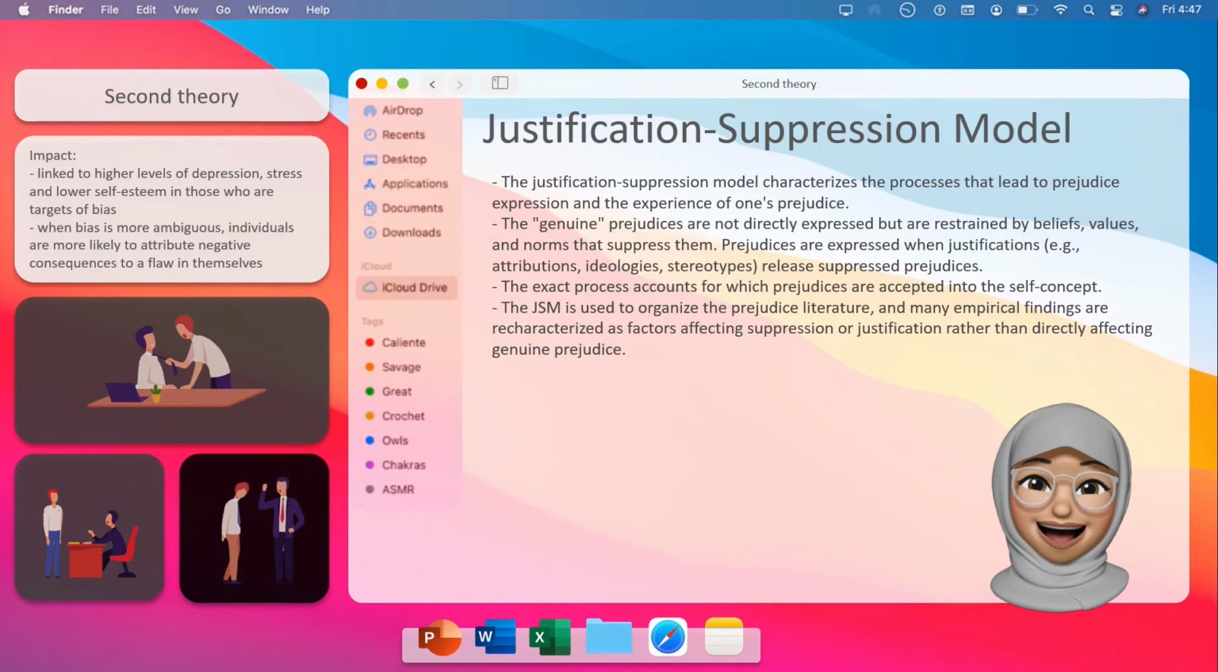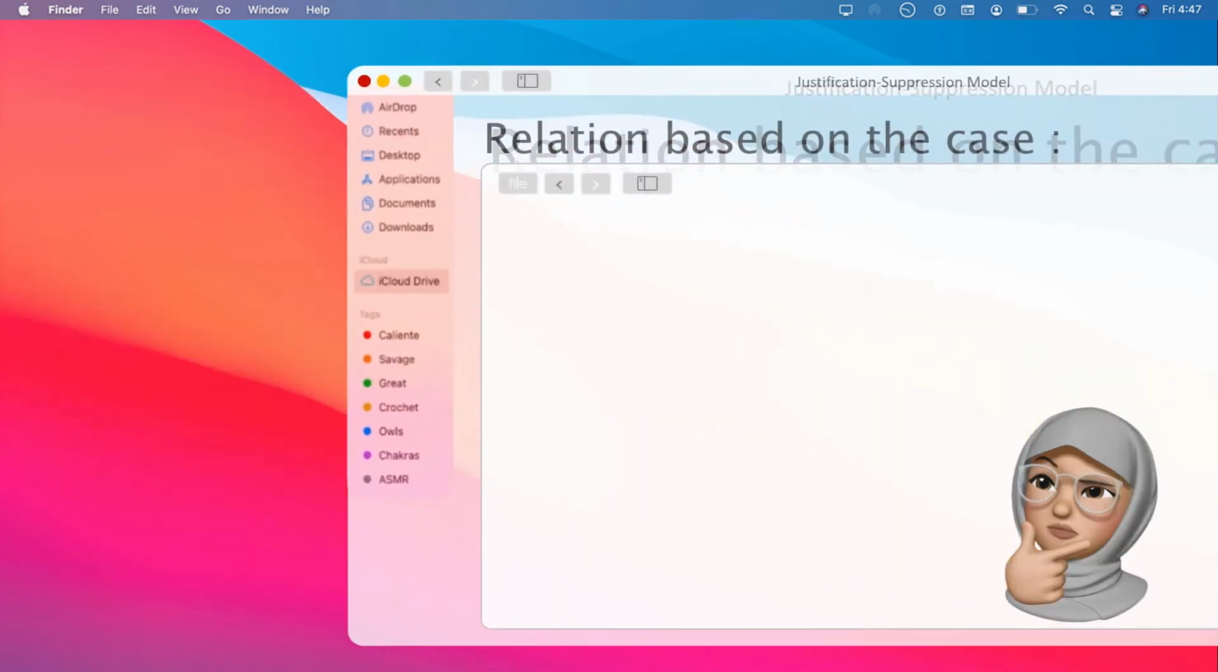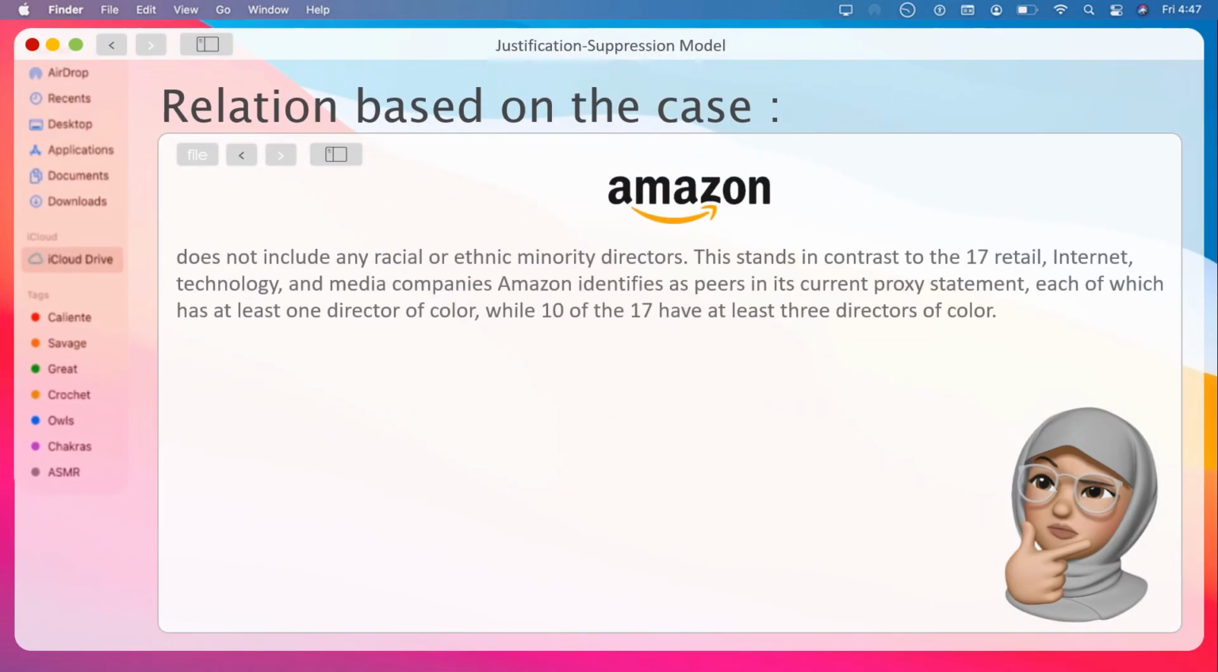These are the impacts when some individuals face prejudice from other people. Individuals will link to higher levels of depression, stress, and lower self-esteem if they are targets of bias. When bias is more ambiguous, individuals are more likely to attribute negative consequences to a flaw in themselves. This theory can be seen in the case where CTW Group sent the proposal to the shareholders of Amazon.